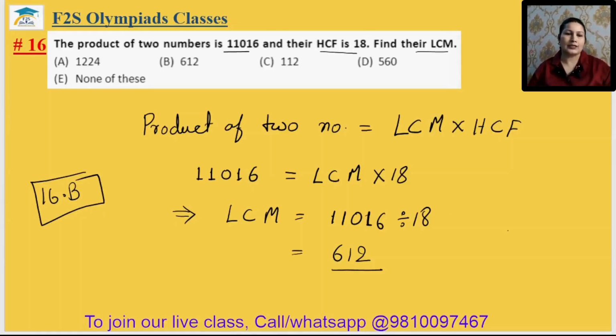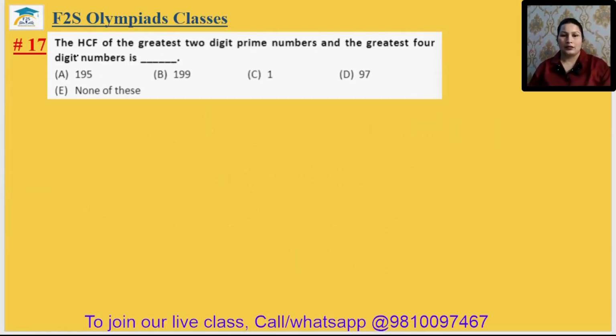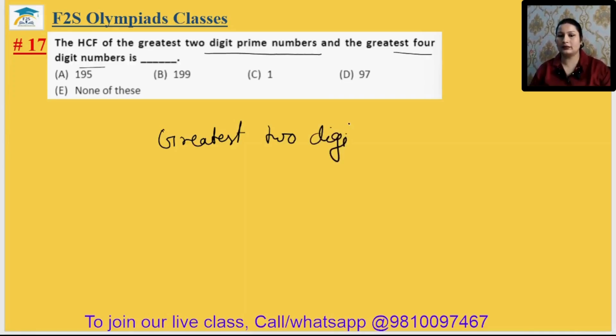Question number 17. The HCF of the greatest two-digit prime number and the greatest four-digit number is? The greatest two-digit prime number is 97. Okay? And the greatest four-digit number.